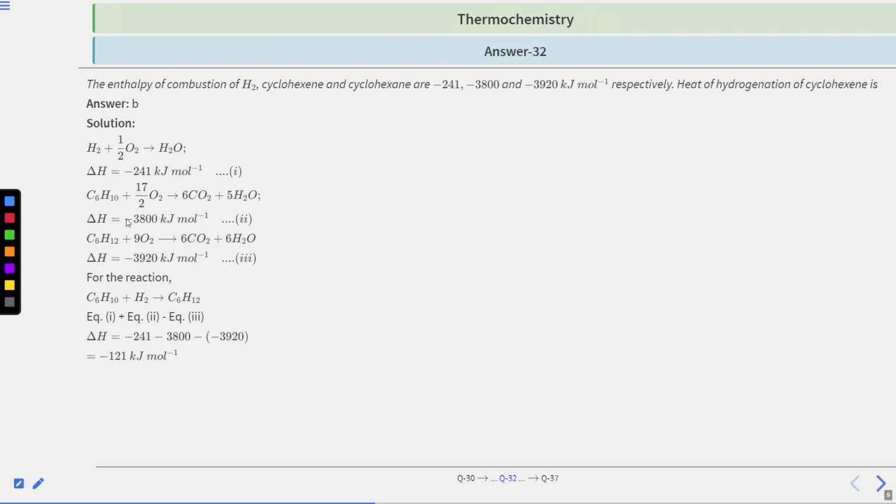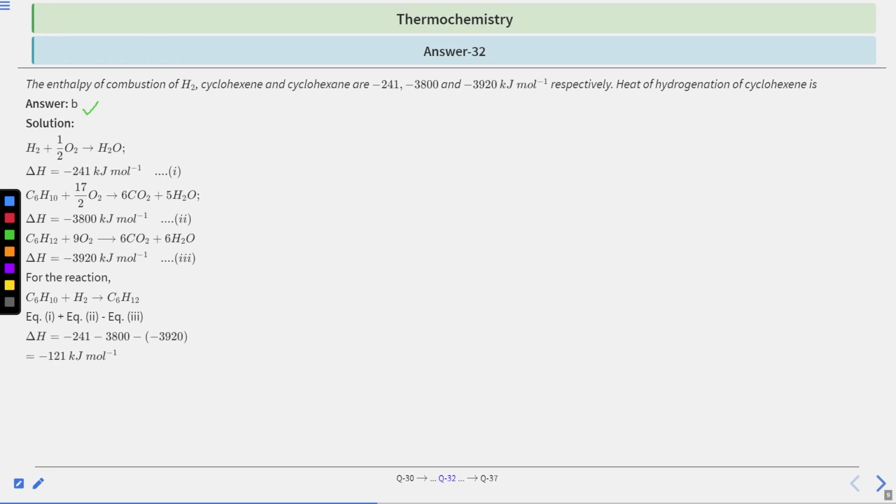Okay, so the correct answer is option B, that is minus 121 kilojoule. So let's see how. The H2O formation, or you can say the combustion of H2 molecule, is given by this reaction. H2 reacts with half molecule of O2 to give H2O, right? And delta H for this reaction is given as minus 241.